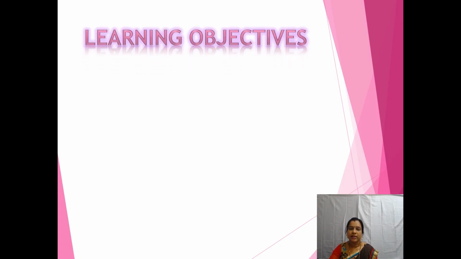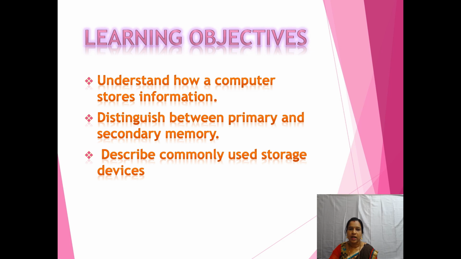Before starting the subject, let us see what we are going to learn in our lesson. First, the learning objectives. First, understanding how a computer stores information, that is, what type of information the computer stores. Then distinguish between primary and secondary memory. Describe commonly used storage devices. So what are the different types of storage devices that we use?